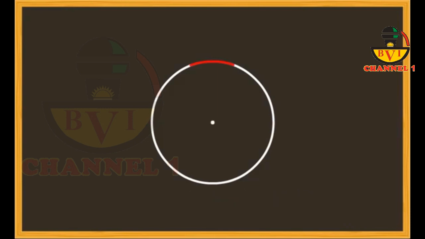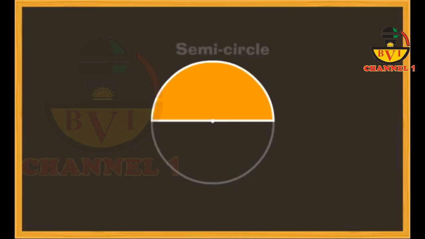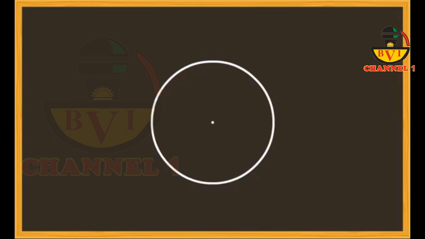Let's move from the center to the boundary of the circle. Any part of a circle is called an arc. An arc that goes halfway around the circle is called a semicircle. The length of the boundary of a circle is called the circumference.